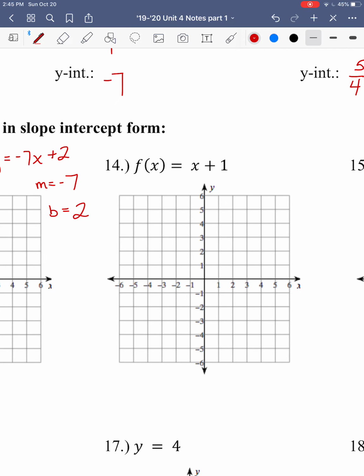Number 14, okay, we have f of x. Y'all, f of x is the same thing as y. So if you need to, rewrite it as y equals x plus 1. So that means my slope is 1, my y-intercept is 1. So I go here, here's 1, and I go up 1 and over 1.